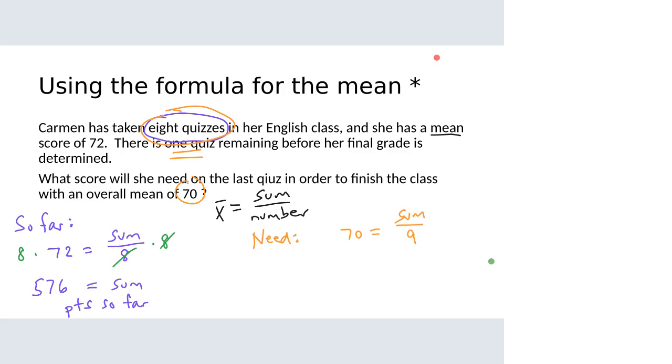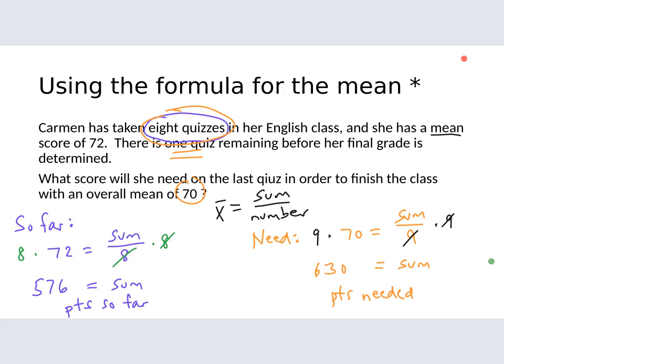Okay, we're going to solve this and find out the sum. And the sum here is how many points is she going to need to have a mean of 70? So we'll multiply by 9 on the right. We'll multiply by 9 on the left. Those will cancel. And I've got the sum. And 9 times 70 is 630. Yep. And so if she wants to end up with a mean of 70, she better have 630 points after that last quiz.